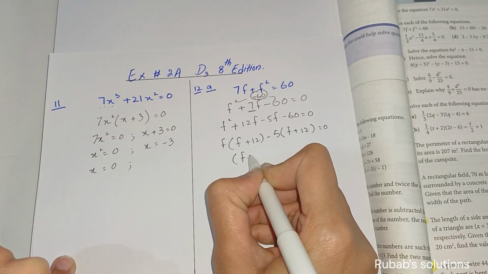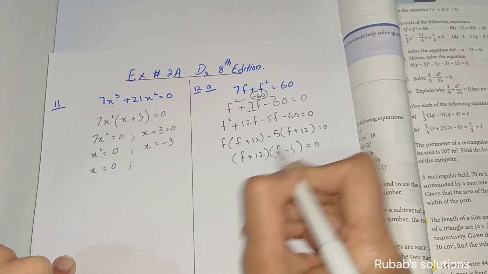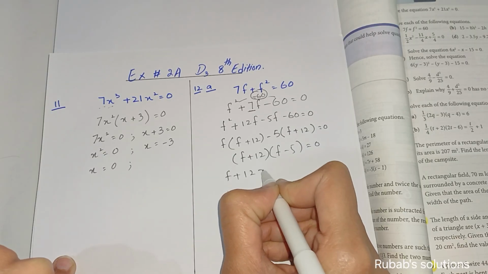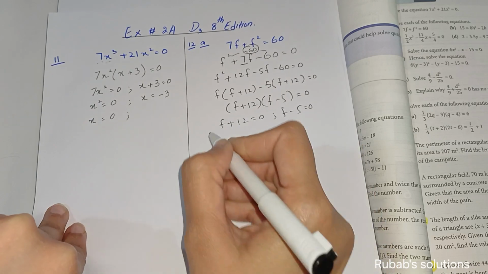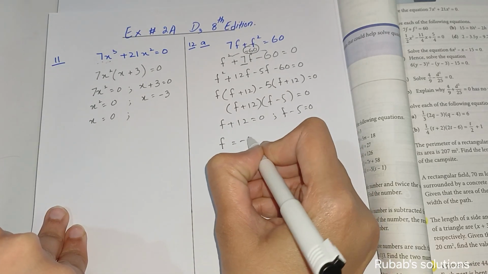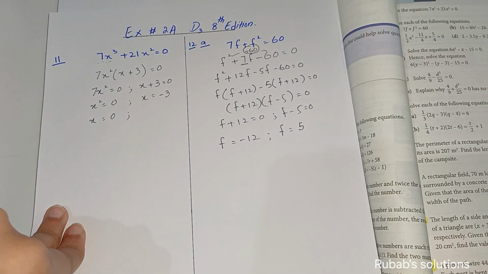Now f plus 12 and f minus 5 is equal to 0. Either f plus 12 is equal to 0 or f minus 5 is equal to 0. So from here I'll get minus 12 and from here I will get 5. So these are the answers.